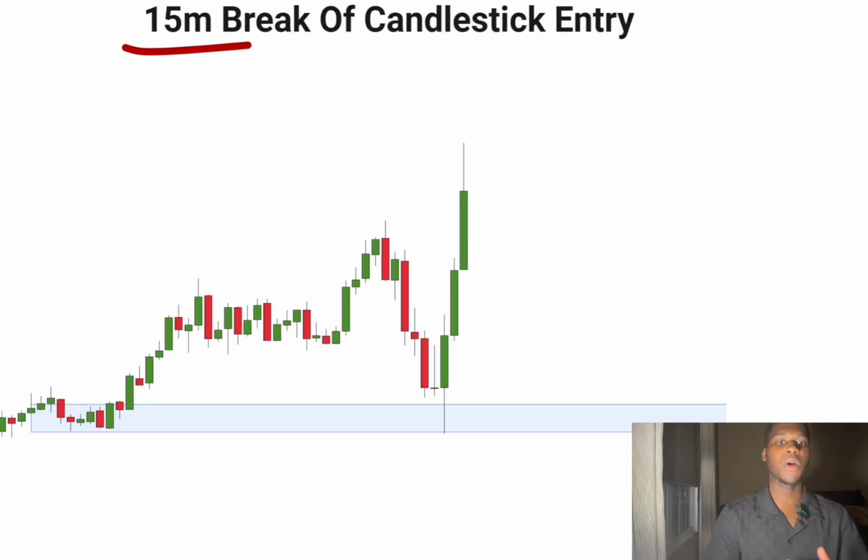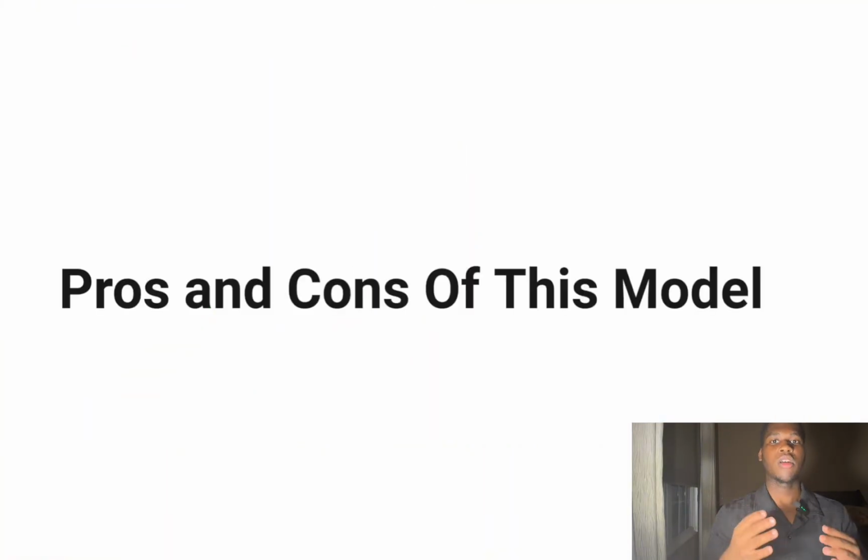This is one of the most secure entry models that I have seen since trading. It's consistent, it's simple, and it works. So now that we have gone over the full strategy and its components, let's go over different pros and cons of this model before we then go into examples and different scenarios as well.